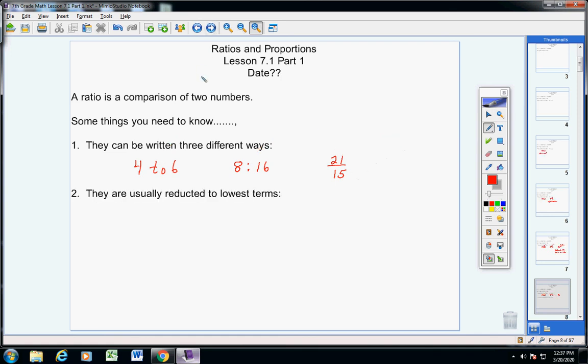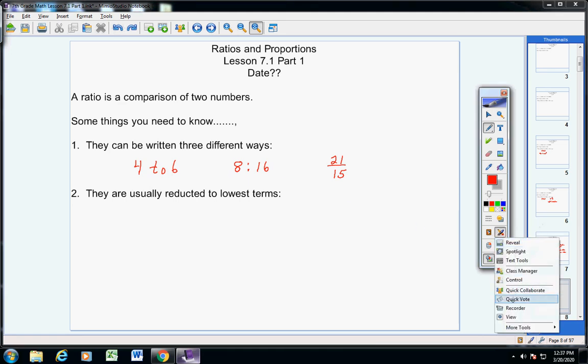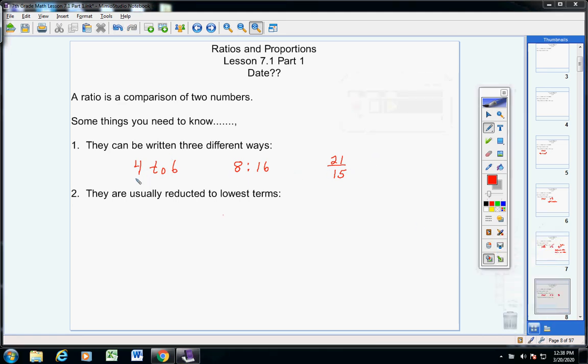All right, number 2, they're usually reduced to lowest terms. Just like a fraction can be reduced, a ratio should also be reduced. Look at this ratio here. Obviously, it can be reduced because 2 goes into both of those numbers. Just like a fraction, 2 goes into 4 two times, and 2 goes into 6 three times, so you would reduce this to 2 to 3. Understand ratios are usually reduced to lowest terms.